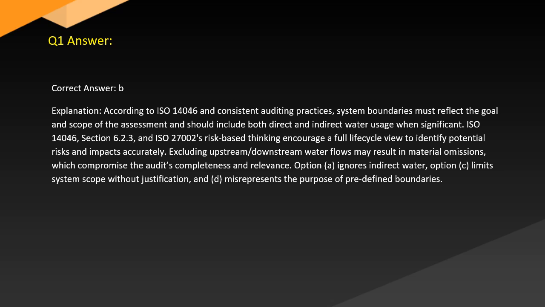Option A ignores indirect water. Option C limits system scope without justification. And D misrepresents the purpose of predefined boundaries.